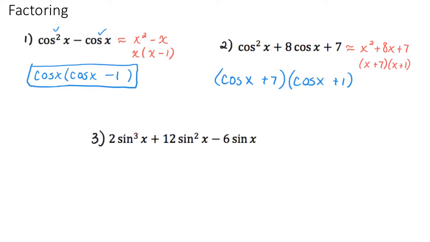Cosine of x times cosine of x does give me cosine squared of x. Cosine times 1 and 7 times cosine would give me a 1 cosine plus a 7 cosine, leaving me with an 8 cosine of x for my like terms, and 7 times 1 would give me a 7. So this factoring works out.